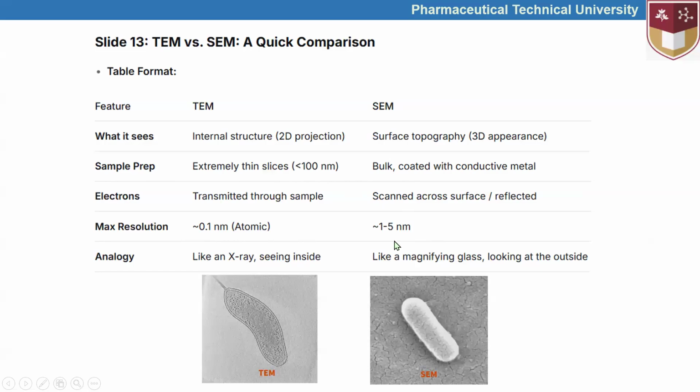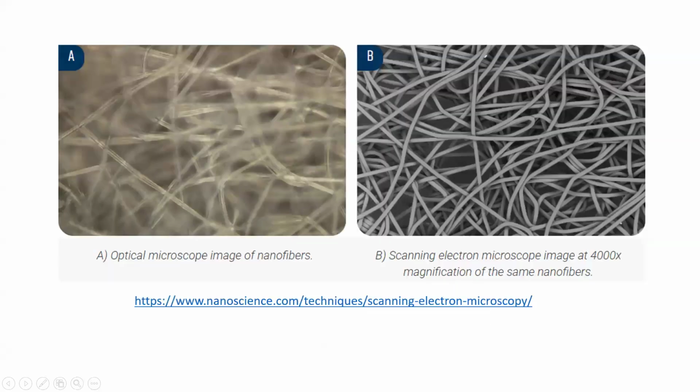SEM is not as effective as TEM in terms of resolution, but it develops a 3D structure. And by analogy, TEM is like an X-ray that can develop this kind of figure, and like a magnifying glass, we can see this kind of object by using SEM.